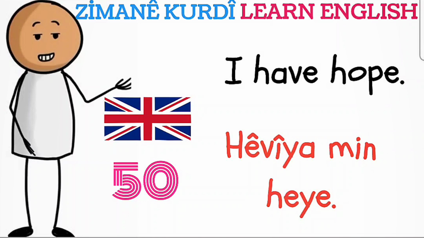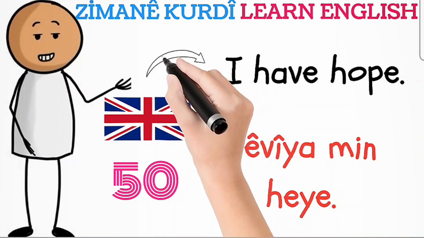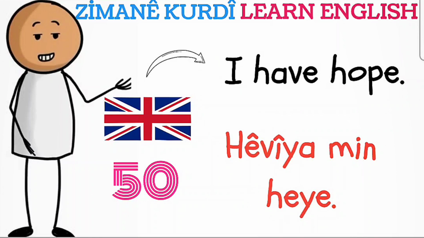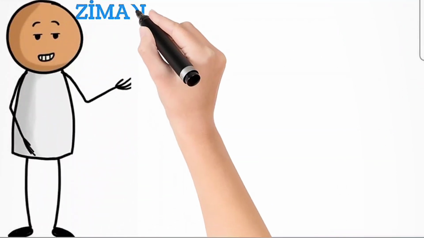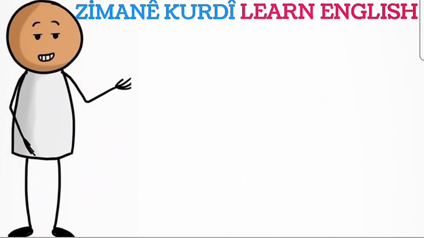Normally you can say my hope, heavy omen, but the rule of the English sentence, or the grammar of the English language, is why we write like that. I have hope, heavy omen here. Learn English and Kurdish. Let's look at another example.